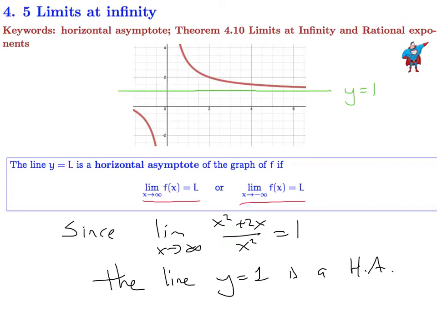So what we can say here is that since the limit as x approaches infinity, as x gets really big, of x squared plus 2x over x squared equals 1, the line y equals 1 is going to be a horizontal asymptote.